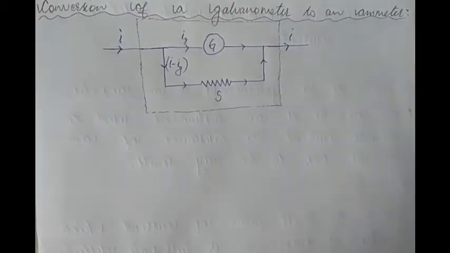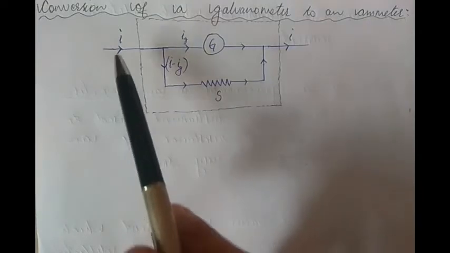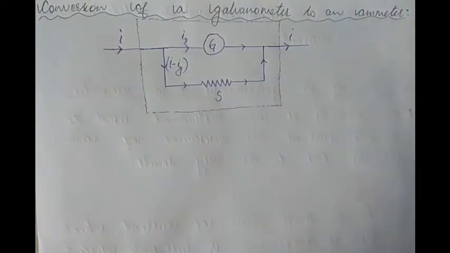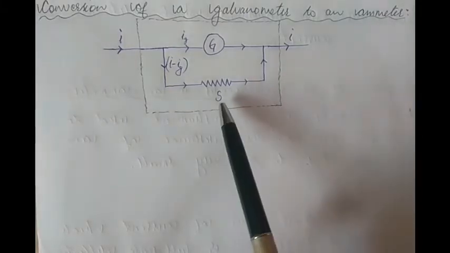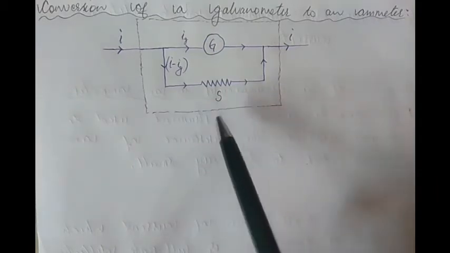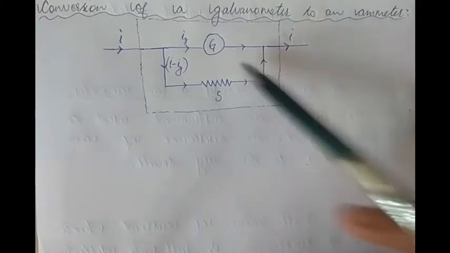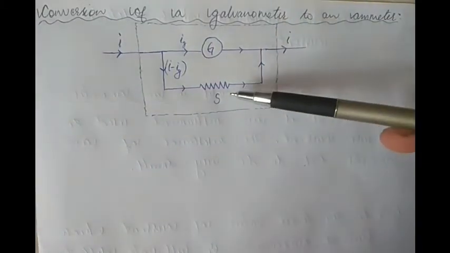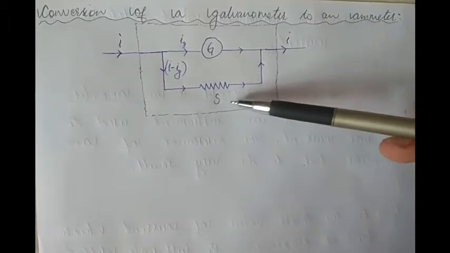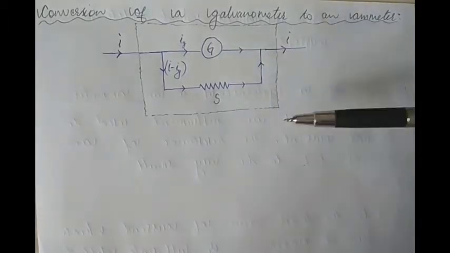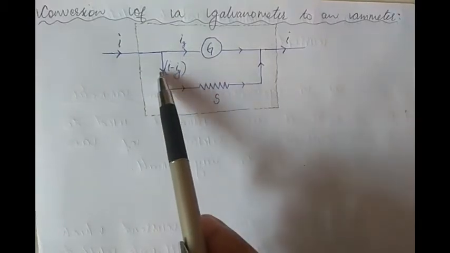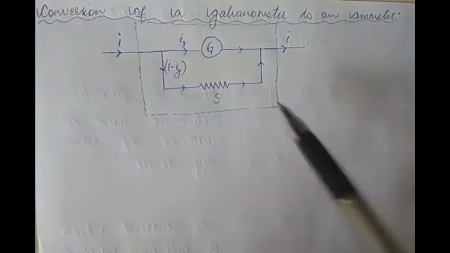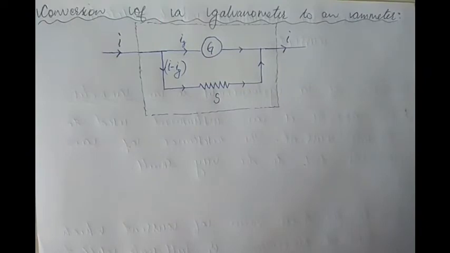Now to see how a galvanometer can measure a high value of current I, or in other words, to convert a galvanometer to an ammeter, what we need to do is connect a very small value of resistance S, which is called a shunt, in parallel, as you can see, to the galvanometer. Since the shunt has a very low resistance compared to the galvanometer, the maximum amount of current flows through the shunt and only a small amount of current flows to the galvanometer.